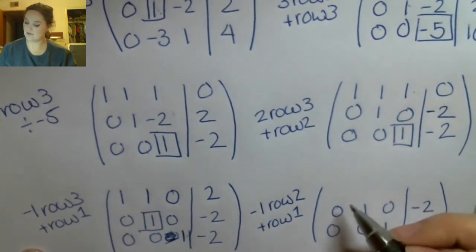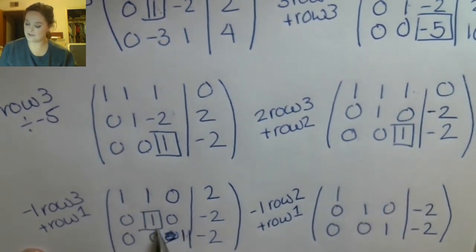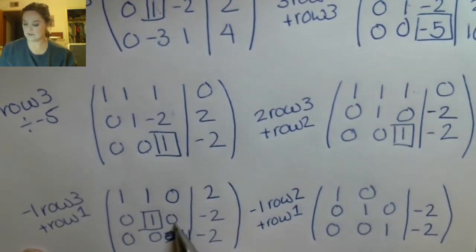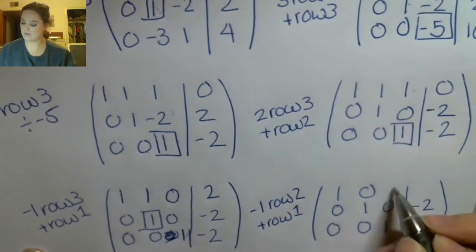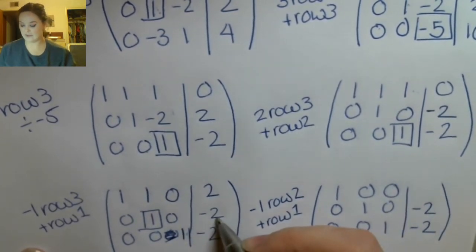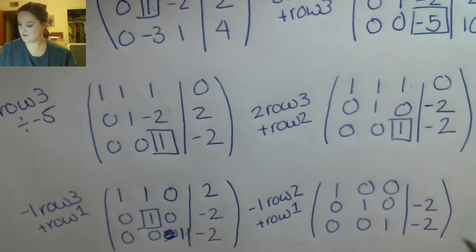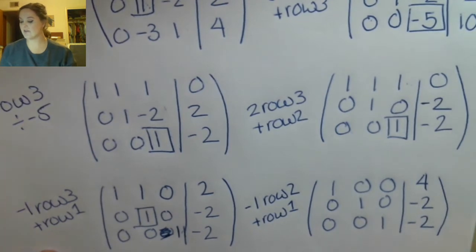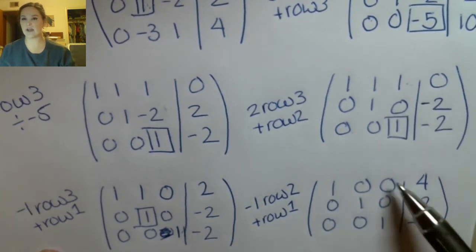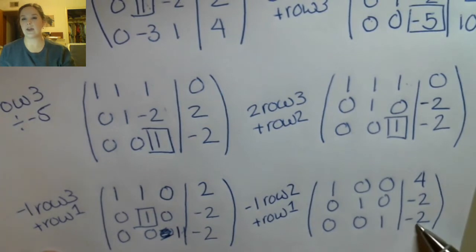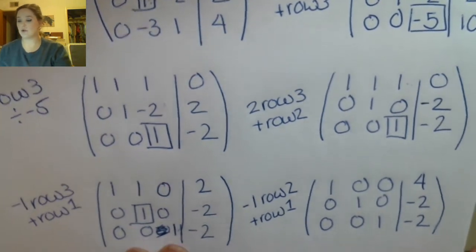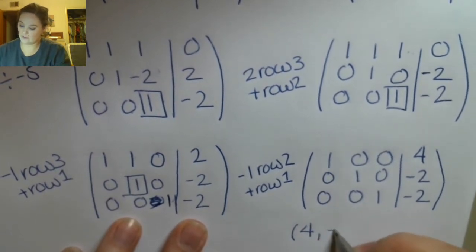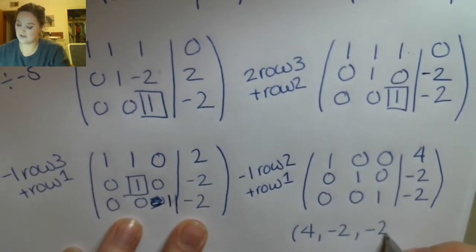Now my top row: 0 times negative 1 is 0, plus 1 is 1. 1 times negative 1 is negative 1, plus 1 is 0. 0 times negative 1 is 0, plus 0 is 0. Negative 1 times negative 2 is 2, plus 2 is 4. So now you can see we have the desired form where we have 1s on the diagonal, 0 everywhere else, and that means our augmented column is now our solution. So our final answer would be the ordered triple 4, negative 2, negative 2.